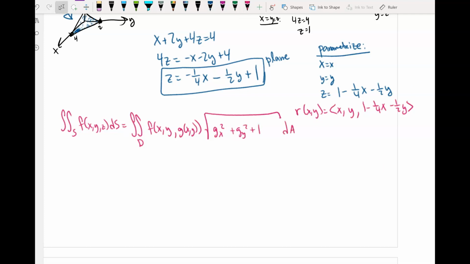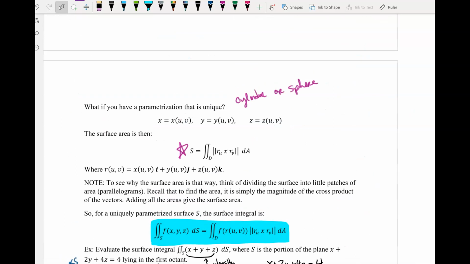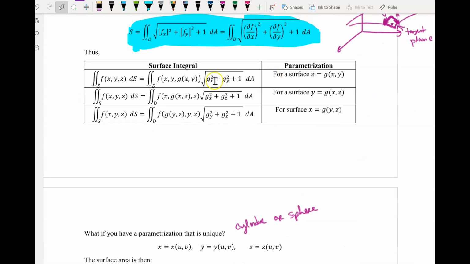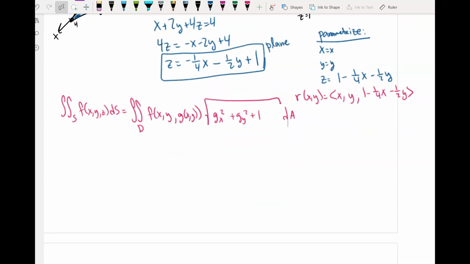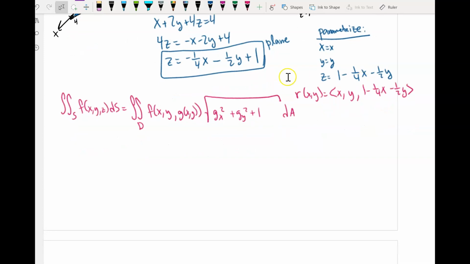I'm just going to double check that I made the formulas right. Did I make the formulas right? Yes, okay. I thought I wrote f in there. Okay, so yes, g. Okay, and now let's just plug everything in there. So one of the things that we've got to do is take our partial derivatives. The first thing is to take the partial derivative with respect to x.